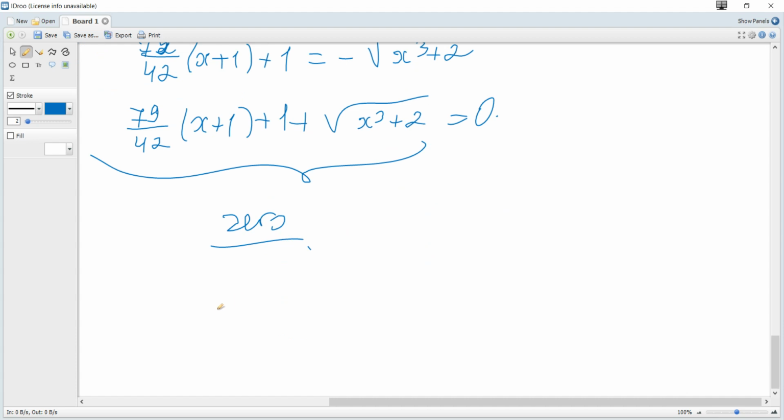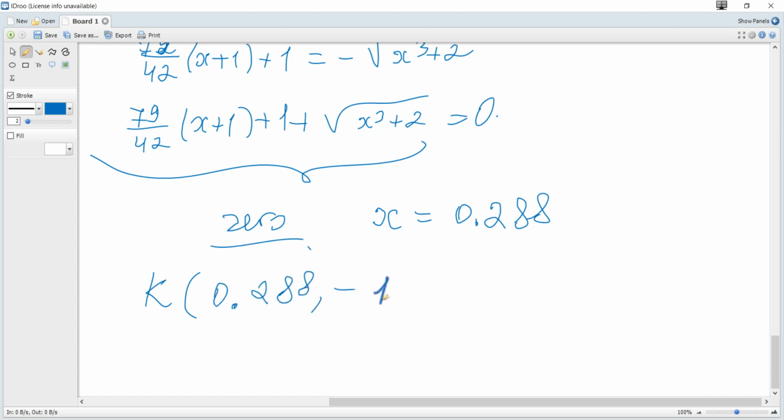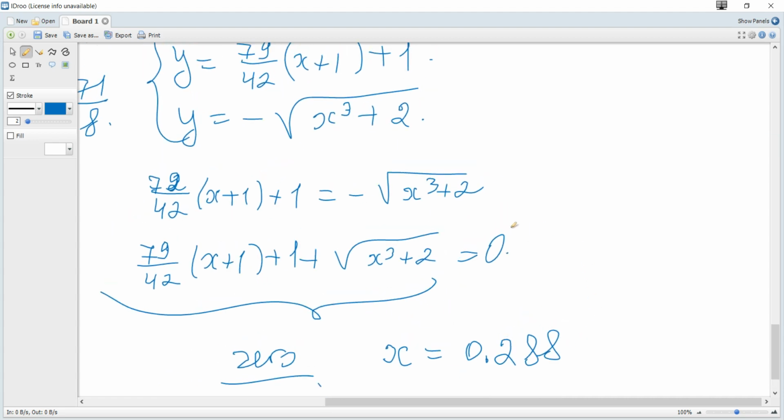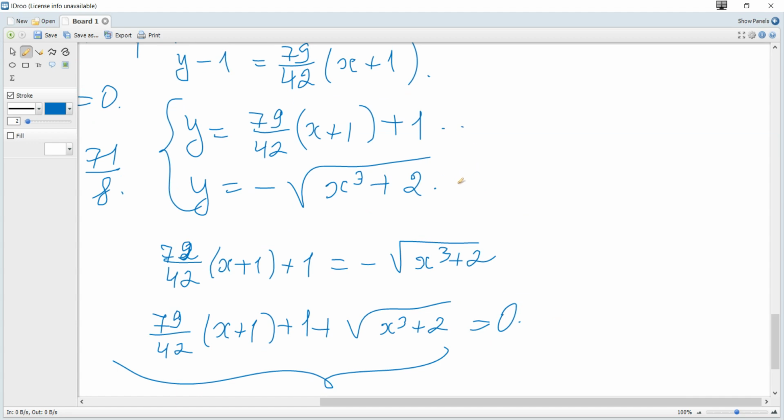And the answer must be the following. x is 0.288 to 3 significant figures, and the required point has the following coordinates: 0.288, -1.42. To find y, you substitute x into this or this, because it's a common point.